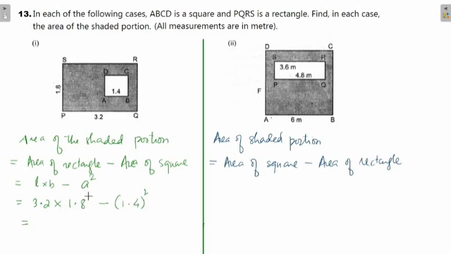Okay, so let's quickly evaluate this. So we have 3.2 into 1.8. So quickly multiply, you see that it will be exactly 5.76 minus 1.96. Okay, so find the difference now. So when you find the difference, your answer turns out to be just 3.8.